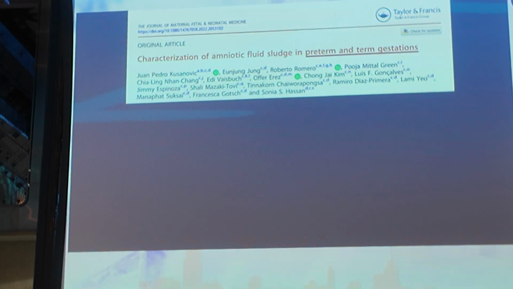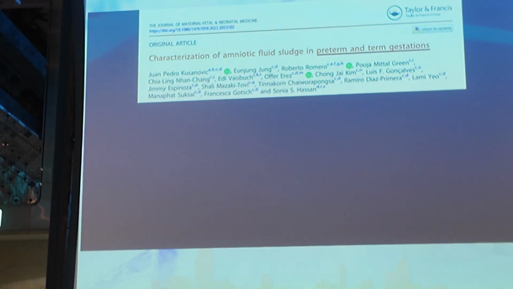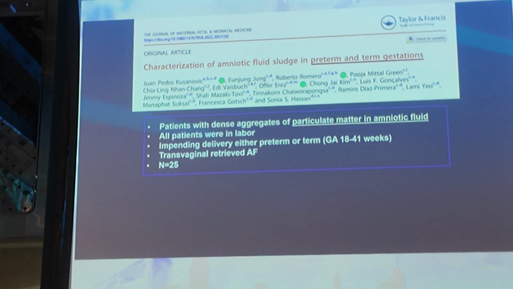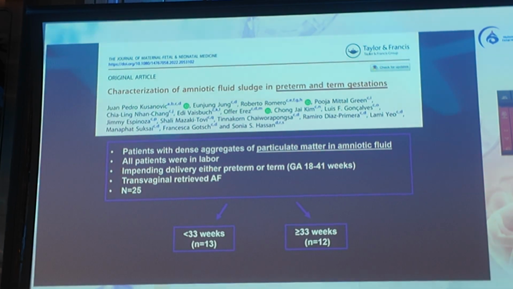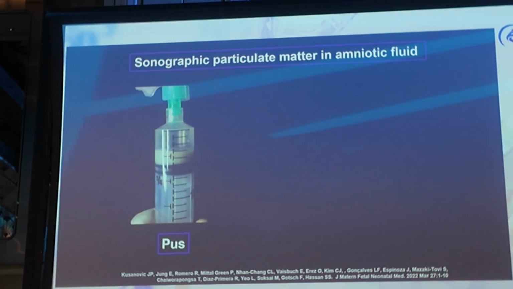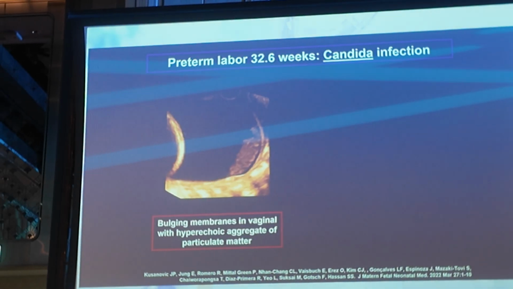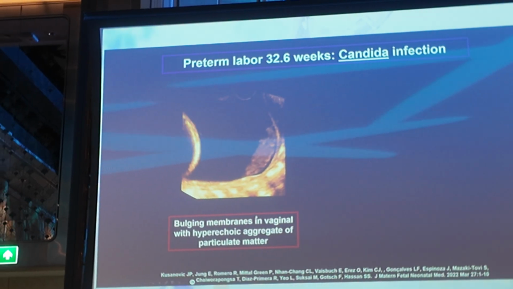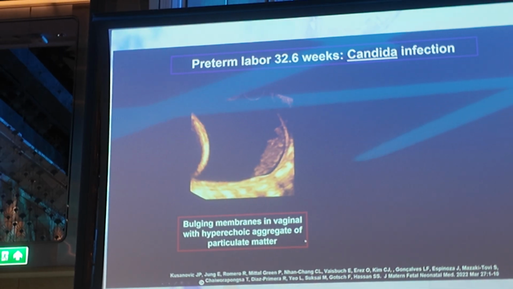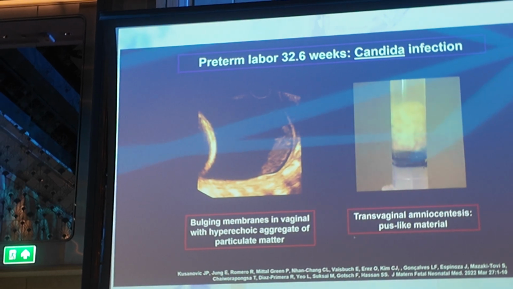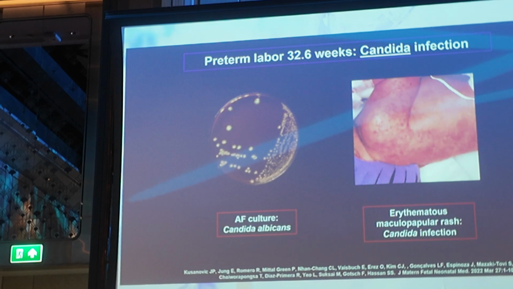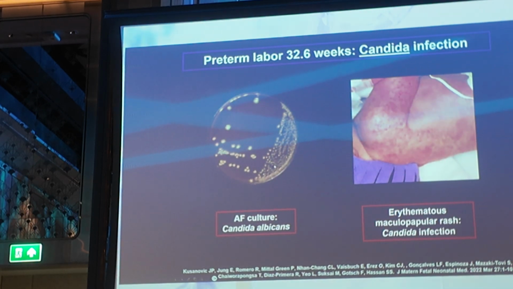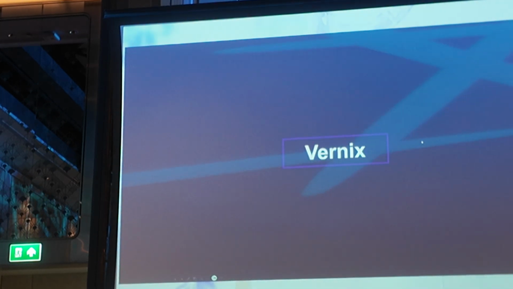Now, not every particulate matter is infection. Let me give you the typical thing that happens at term. And I'm going to show you particulate matter in patients who are close to term. Here is the pus, vernix, and the meconium. Here is a patient with bulging membranes who has a hyperechogenic aggregate of matter. This is pus material similar to the one that I showed you before. This patient had candida. Not only was candida present in culture, but this is a congenital infection.